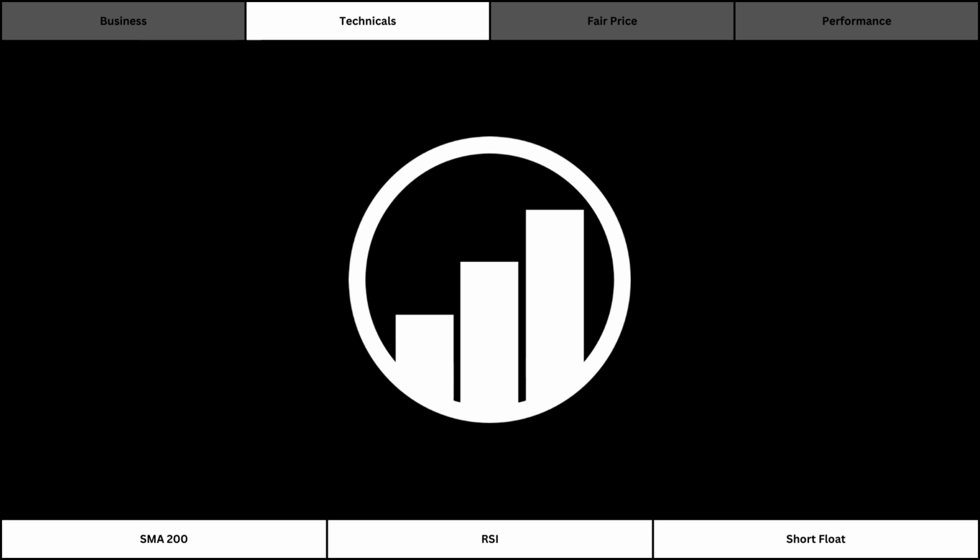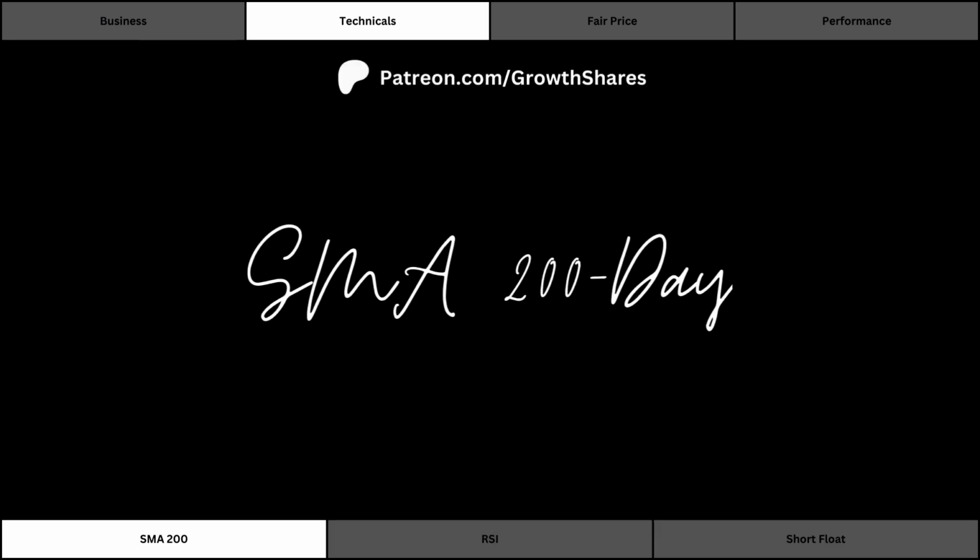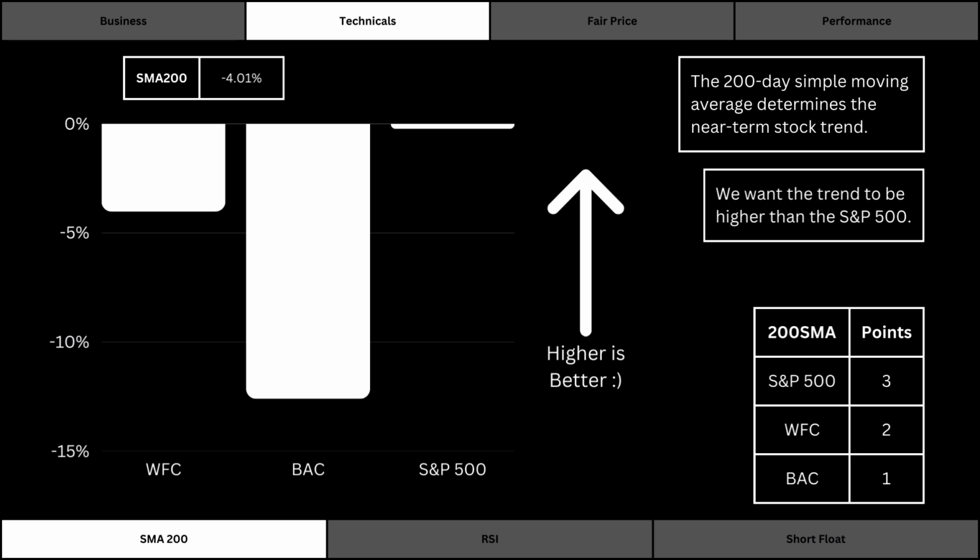Next, let's look at the company's 3 technical metrics. The 200-day simple moving average. What you see is the percentage the stock is trading above its 200-day moving average. The 200-day determines near-term stock trends. Ideally, we want this trend above the 200-day.